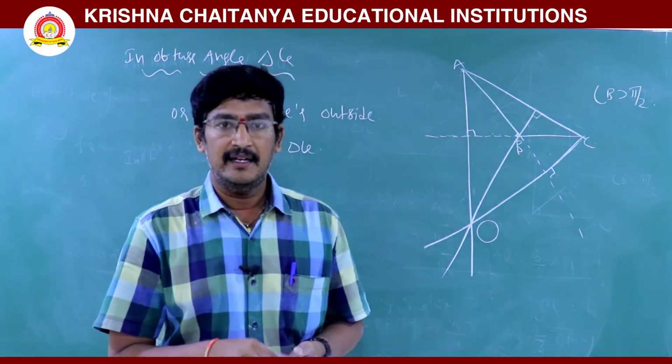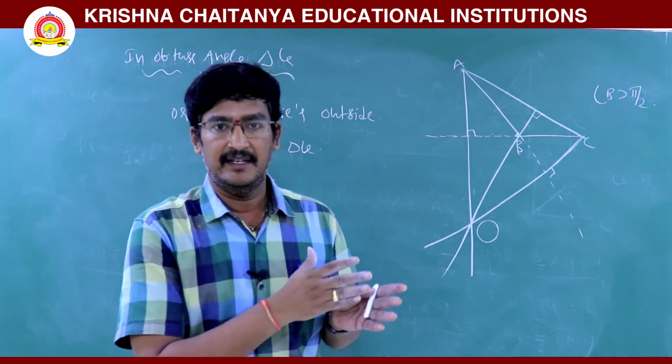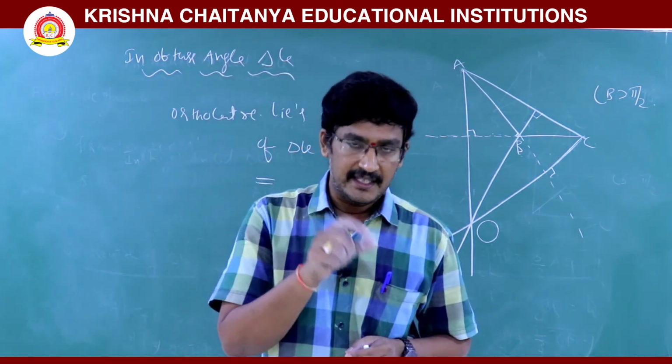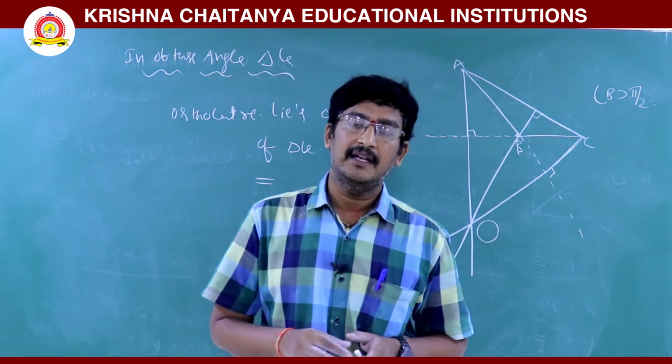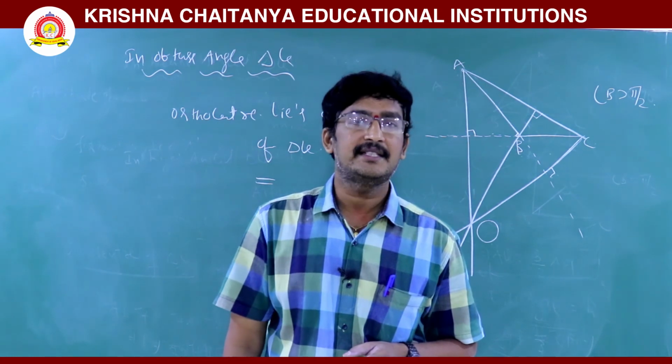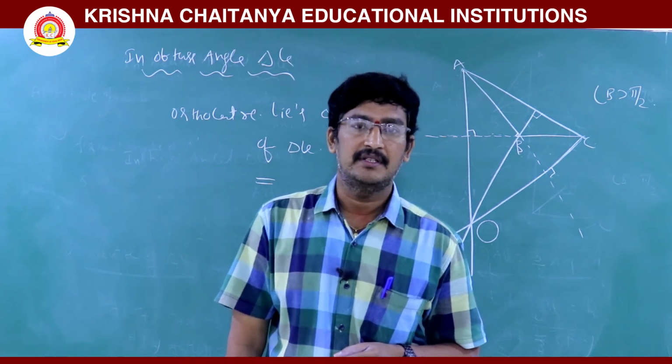In an acute angle triangle, the orthocenter lies inside of the triangle. In a right angle triangle, the orthocenter is the vertex at the right angle. In an obtuse angle triangle, the orthocenter is located outside of the triangle. It is some information about the orthocenter.